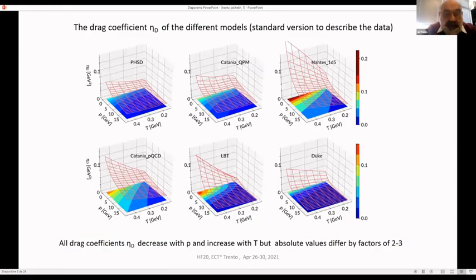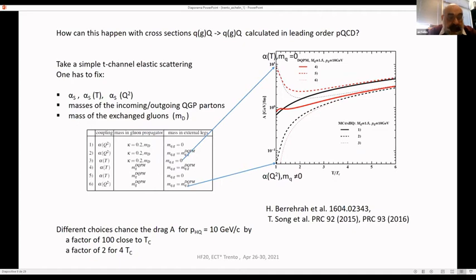But the first thing we observed is that the drag coefficients, or drift coefficients, in the different models are rather different. This is also true for the diffusion coefficients, but I show here just the drift coefficient. We have here the six different models. And if you look in detail, you see the projection with the different colors. So all drag coefficients decrease with P, the momentum of the heavy quark, and increase with the temperature, but the absolute values are rather different. So I may ask how this can come about, because all of them use in principle a pQCD cross-section.